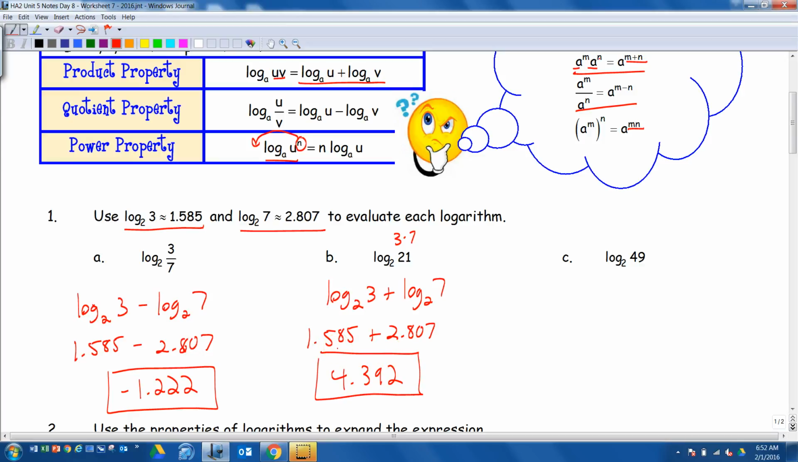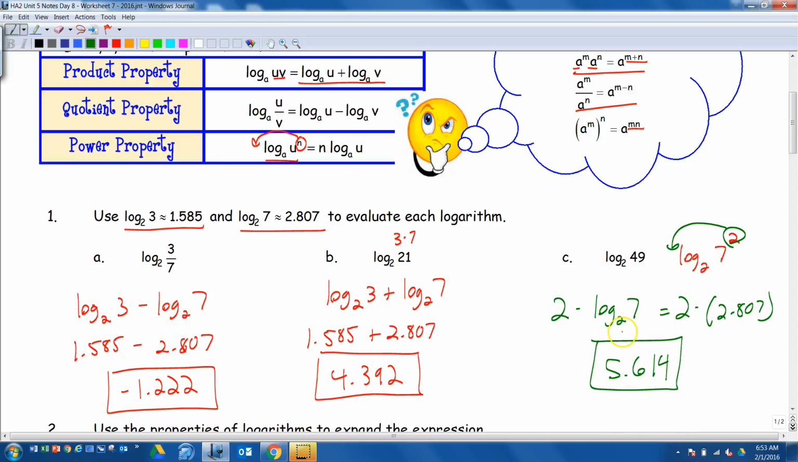Alright, and then finally 49 is the same thing as 7 times 7, or we can rewrite it as log base 2 of 7 squared. Remember, if you have a power, this power can come down in front, so this becomes 2 times log base 2 of 7, which is equal to 2 times 2.807, which is equal to 5.614. Okay, so that's an important property to know.